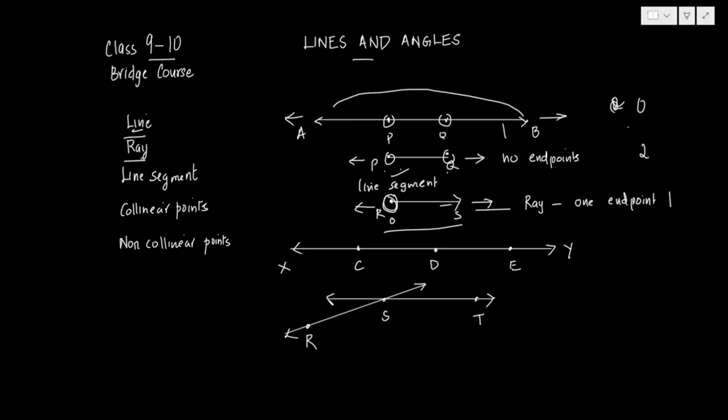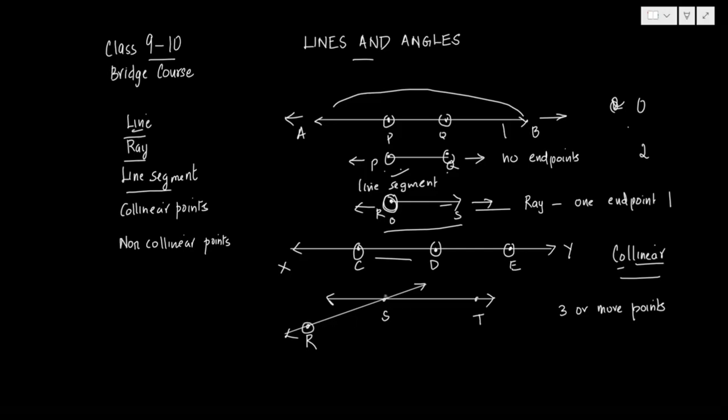So we talked about a line, we talked about a ray, we talked about a line segment. Next, we will talk about what are called collinear points. Collinear. What does it mean? Co means together. Linear means related to a line. So if points are in the same line, together they are in the same line, they are called collinear points. You take this diagram here, look at the points C, D, and E, they are in the same line XY. So you can call C, D, and E collinear points. Generally, we say that 3 or more points, if they are in the same line, then they are collinear.